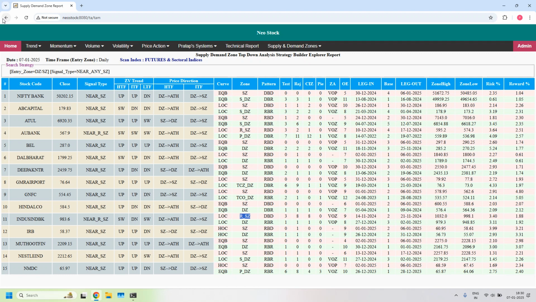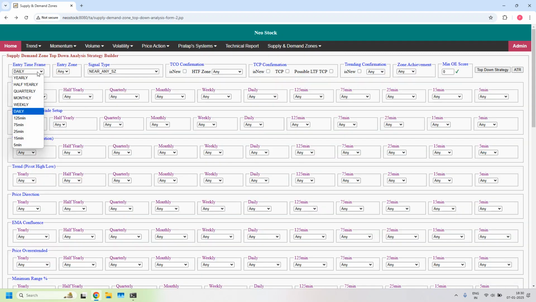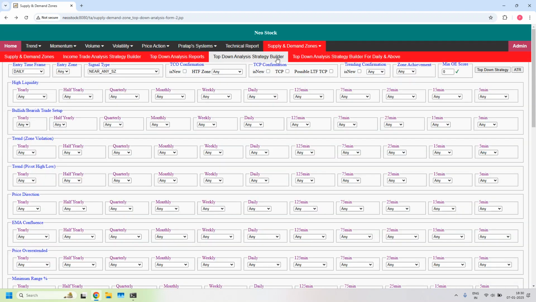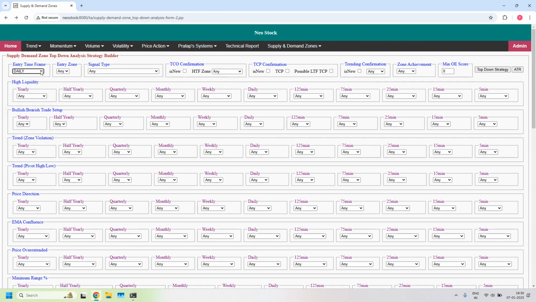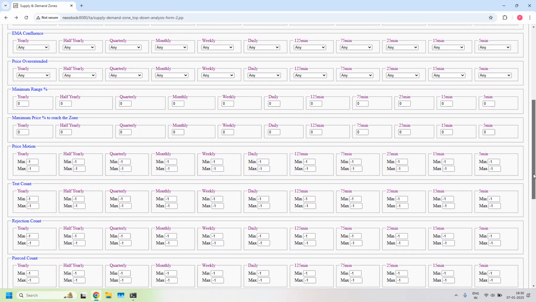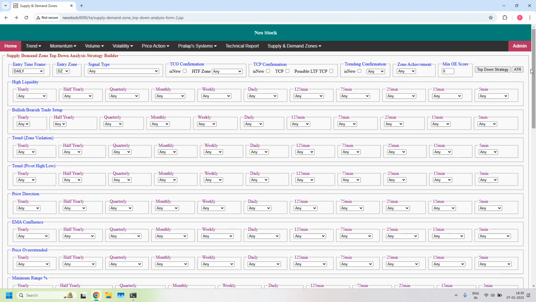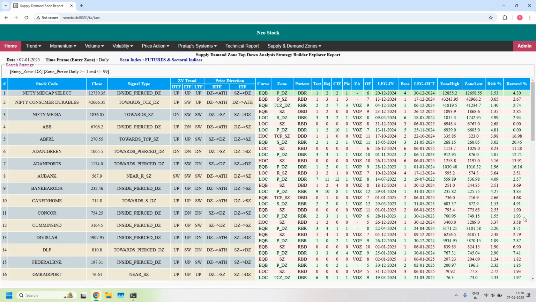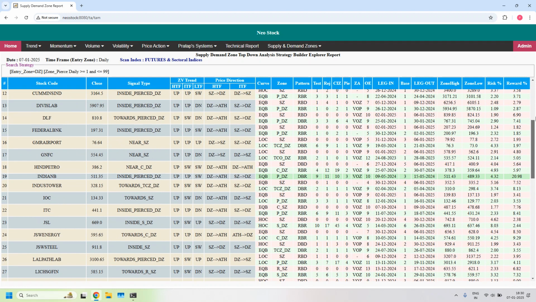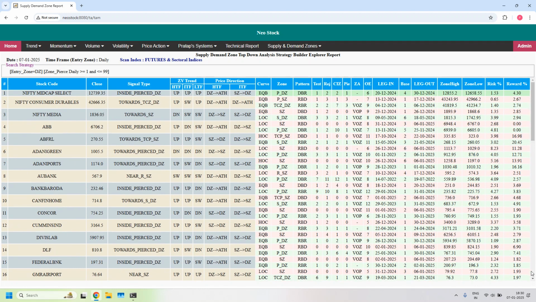Okay, next daily time frame. I want pierced daily demand zones. So in the pierced count at a daily time frame, I'm setting minimum value 1, maximum value 99. With this filter, we got 55 stocks. So first 16 stocks in the list.